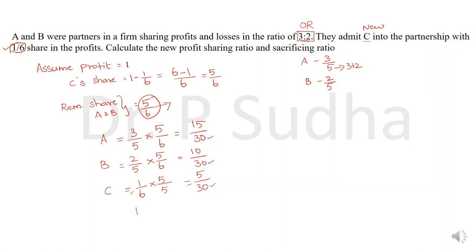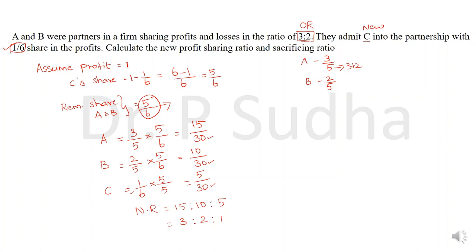So the new ratio is equal to 15 is to 10 is to 5. All these values are multiples of 5. So 5 threes are 15, 5 twos are 10, 5 ones are 5. So the new ratio is 3 is to 2 is to 1.